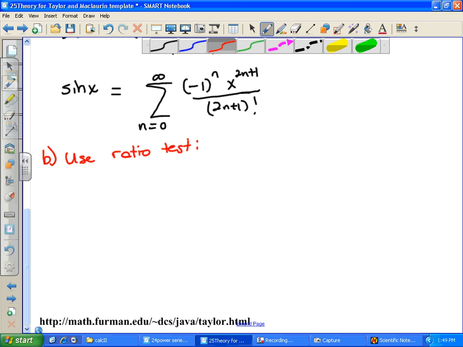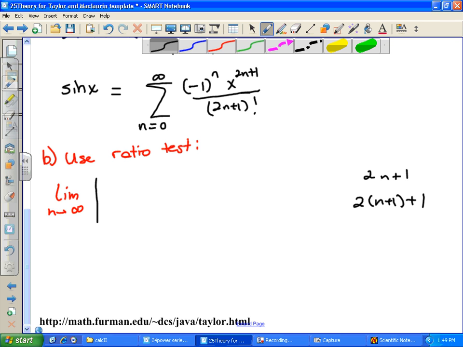Okay, so we're going to use the ratio test. Limit as n goes to infinity of a sub n plus 1. Anyway, when I take absolute values, that negative 1 to the n will disappear. I don't even have to bother writing that. Tell me what I should write instead of x to the 2n plus 1 right now. Remember, you're replacing n with n plus 1.